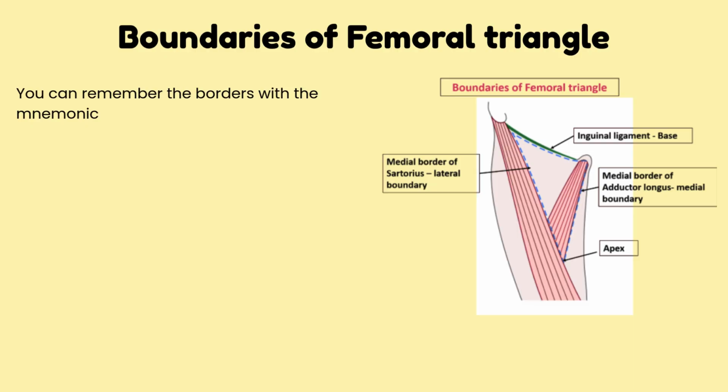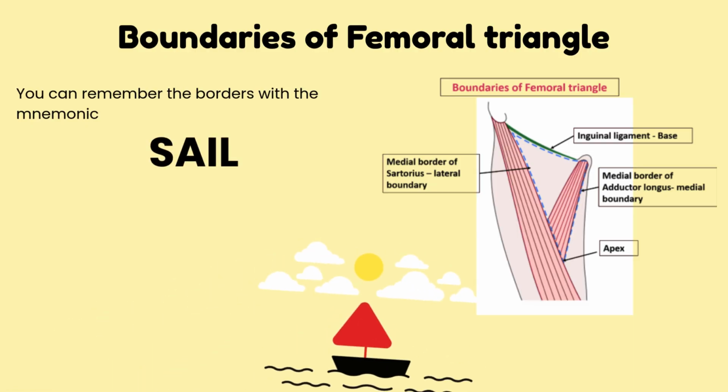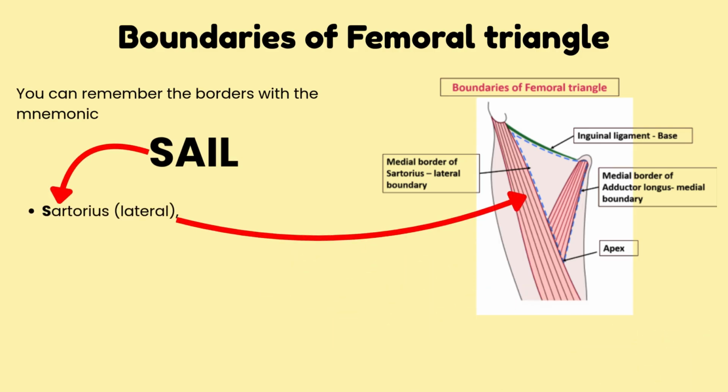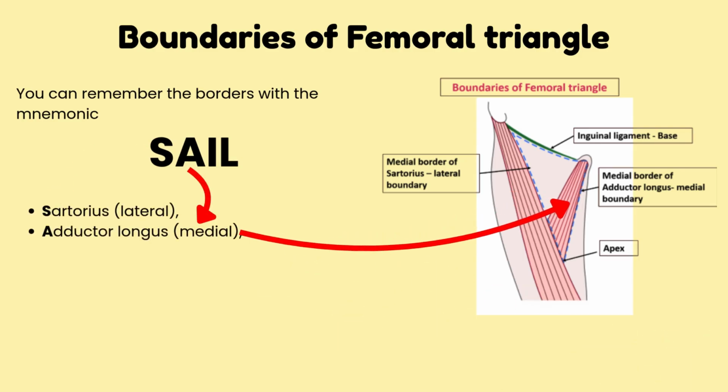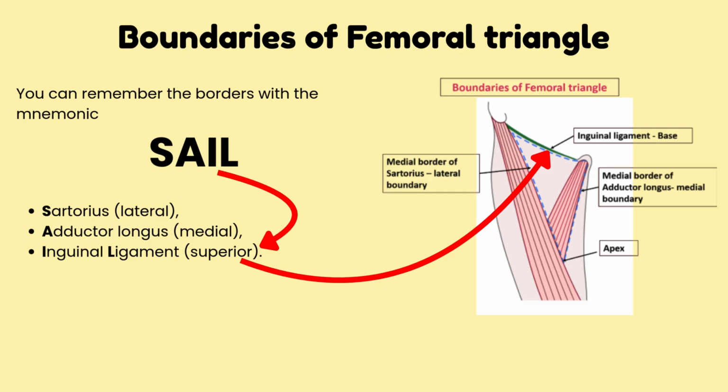You can remember the borders with the mnemonic SAIL, like sailing the boat. S is for Sartorius muscle, that is, lateral. A is for Adductor longus muscle, that is, medial. And I is for inguinal ligament, that is, superior.